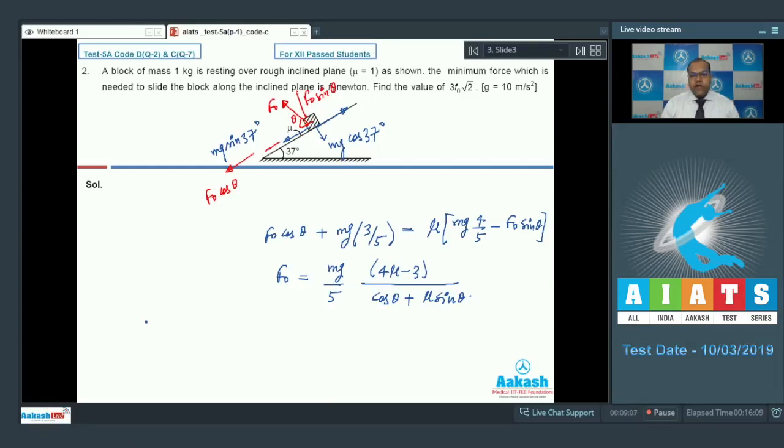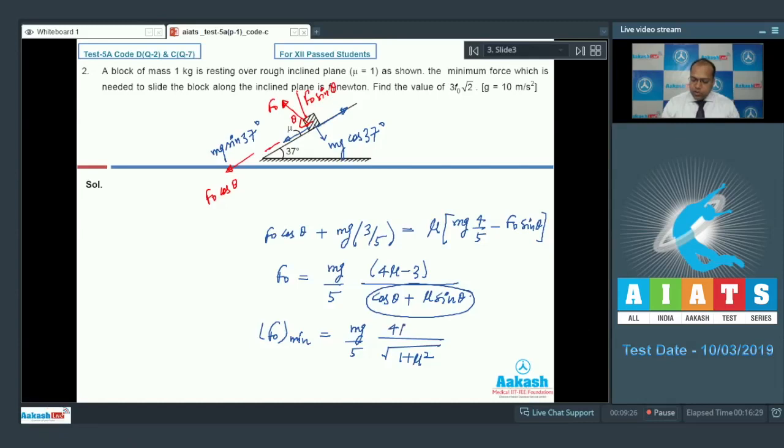Now in the question I have to find the minimum value of the applied force. For F naught to be minimum, the denominator expression must be maximum, and the maximum value of this expression can be written as under root 1 plus mu square.